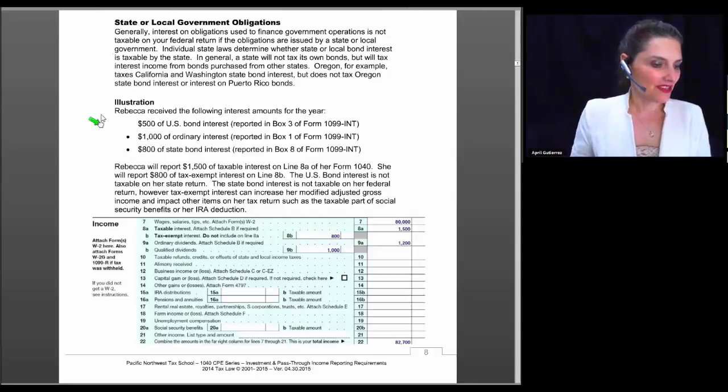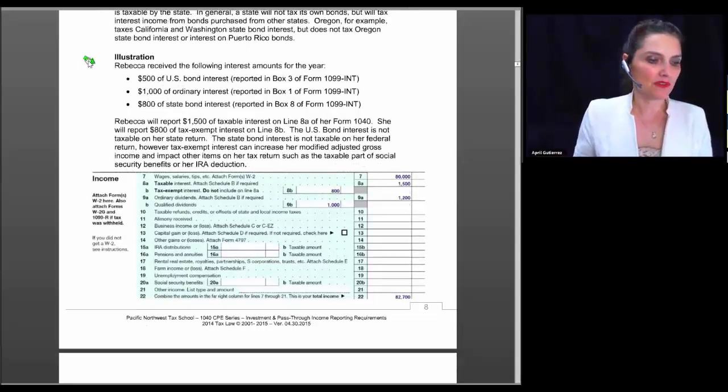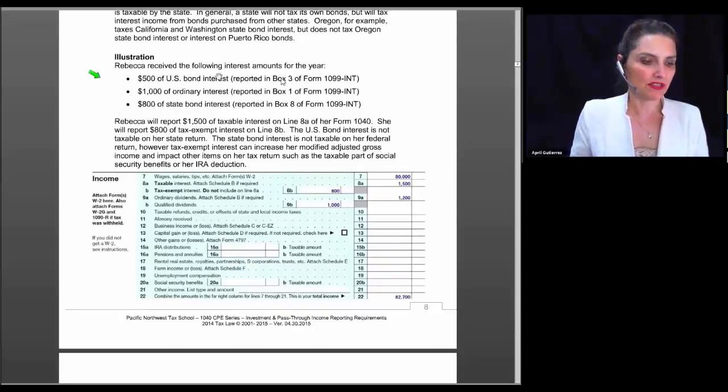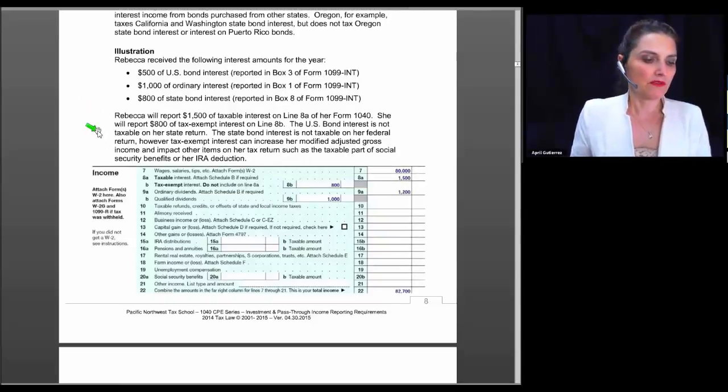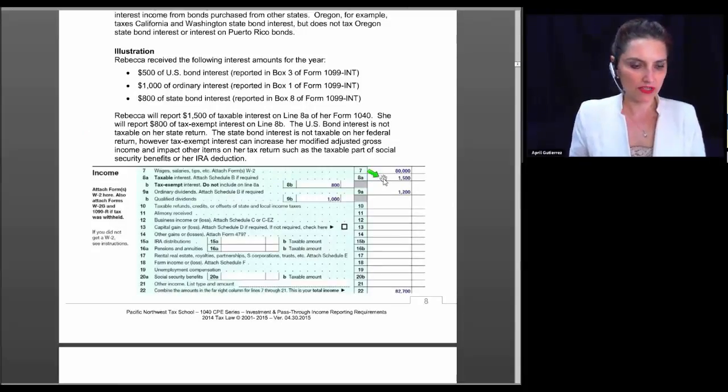Now, here is an illustration of how it all works. Rebecca received the following interest amounts for the year. $500 of U.S. bond interest, which is reported in Box 3 of the Form 1099 INT. $1,000 of ordinary interest reported in Box 1 of Form 1099 INT, and $800 of state bond interest that was reported in Box 8 of the Form 1099 INT. She is going to report $1,500 of taxable interest on line 8A of her federal return, and she is going to report $800 of tax-exempt interest on line 8B.